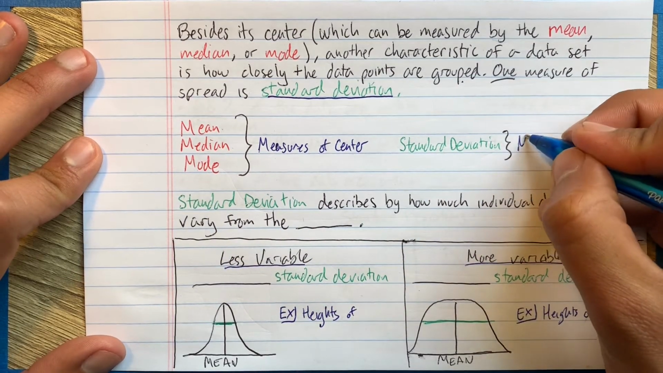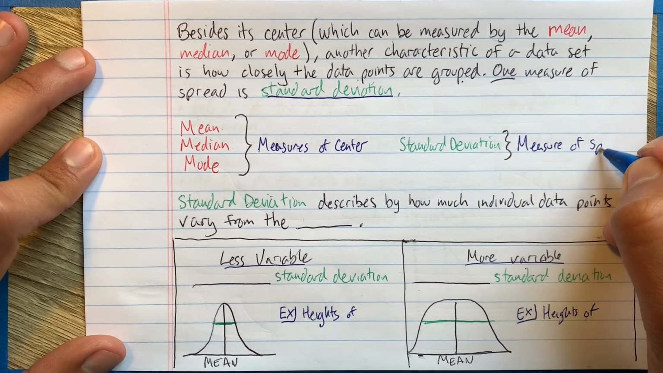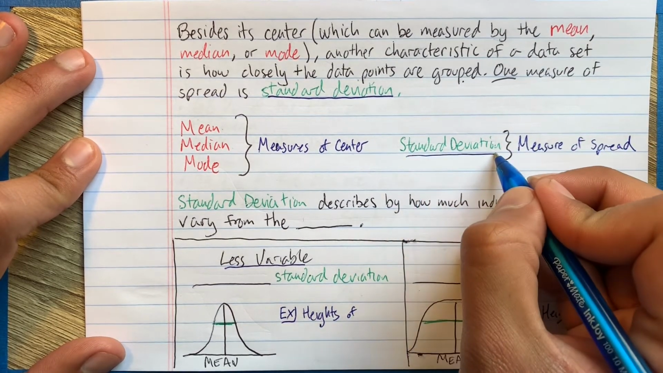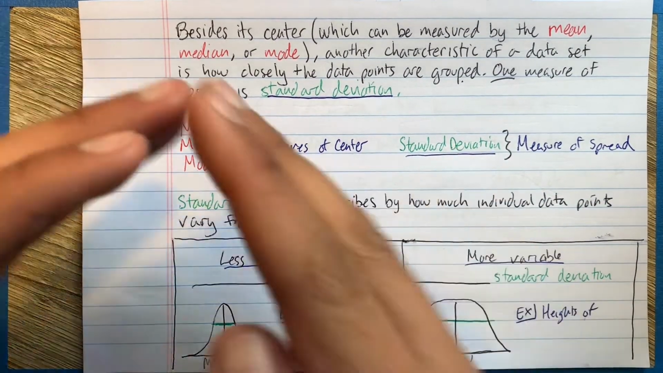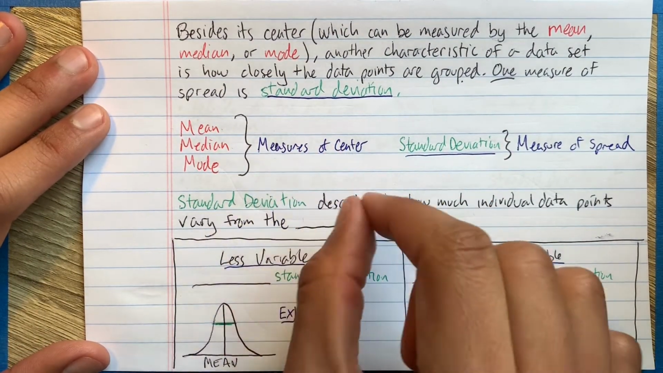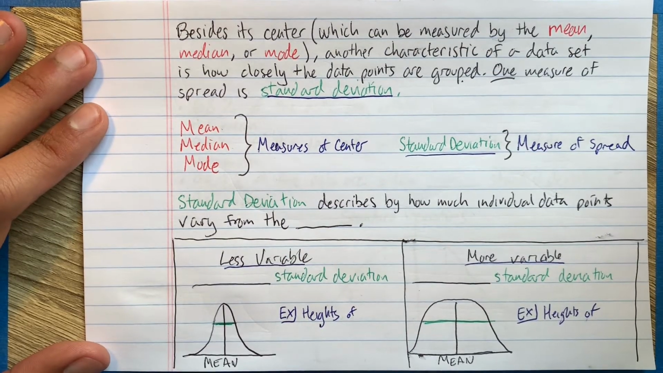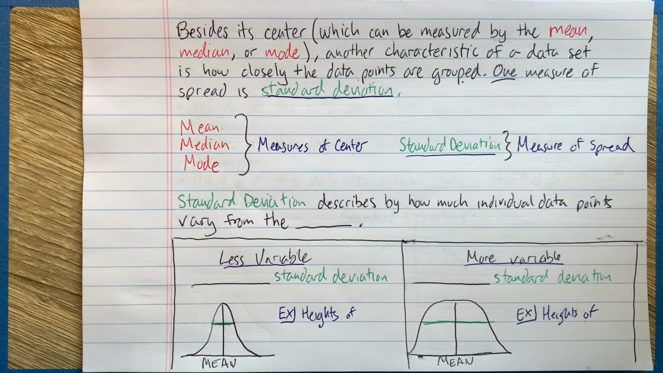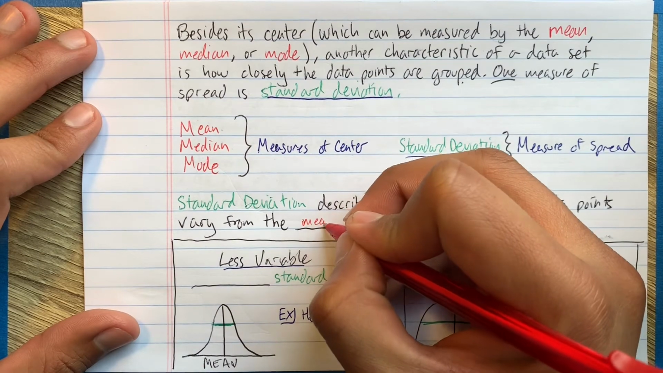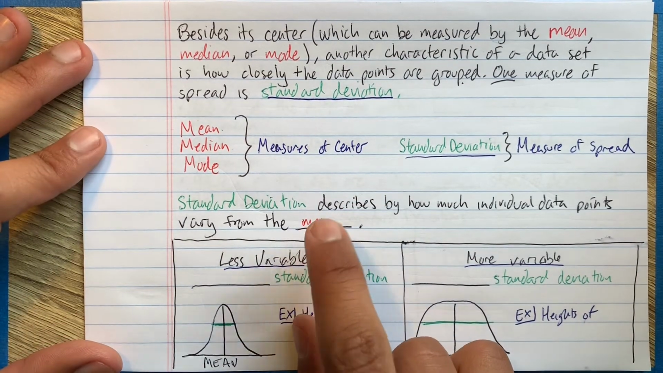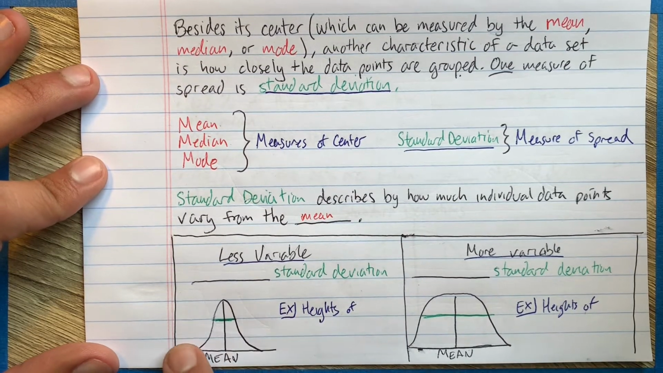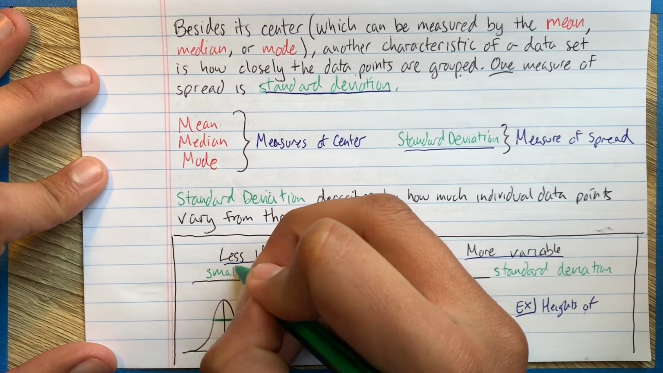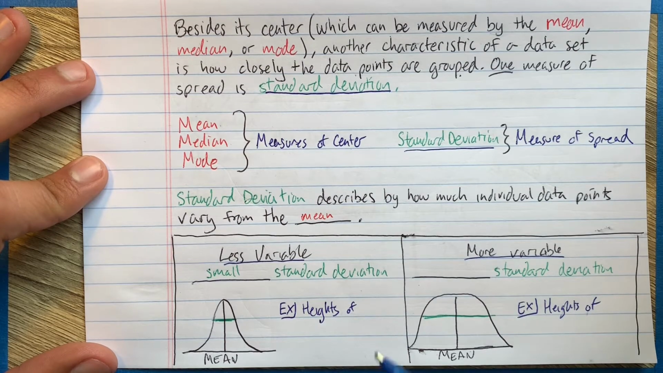Standard deviation we call a measure of spread. Because the standard deviation, which I'm going to teach you about, tells us how the data is spread apart. It's not telling us information about just the middle of a piece of data. It's telling us how far apart the data spreads. Okay? So standard deviation describes by how much individual data points vary from the mean. So it's telling us how far data points are from the mean. We can say that a set of data is less variable if it has a small standard deviation. I want you to think of an example.